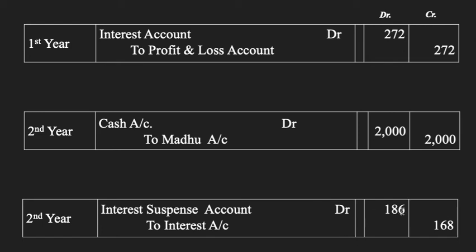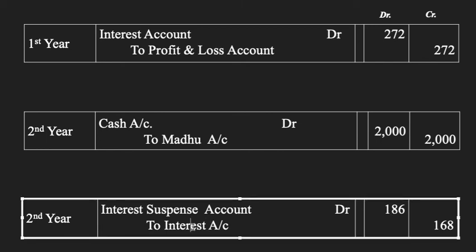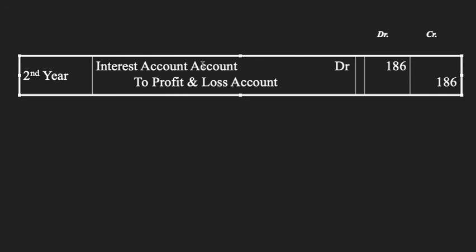The same interest amount 186 will be transferred from this interest account to the profit and loss account, right? So that time interest account will be debited and profit and loss account will get credited by how much amount? By the same amount of 186 rupees. That is interest account debit to profit and loss account.